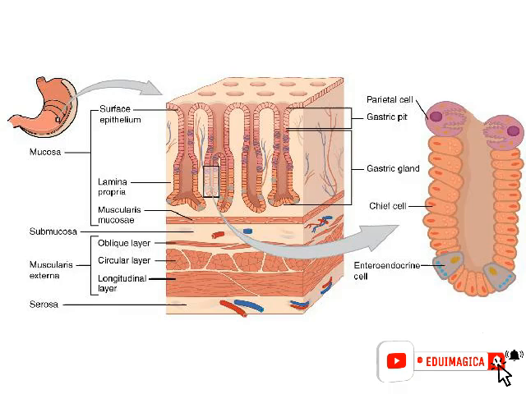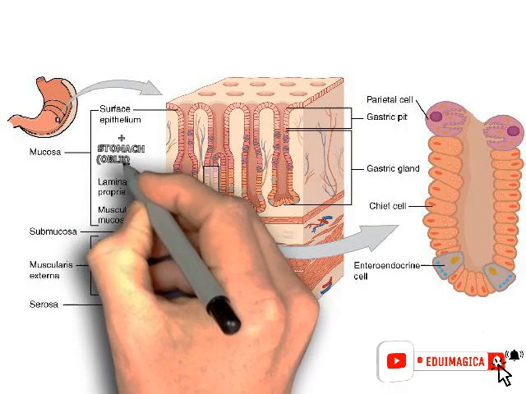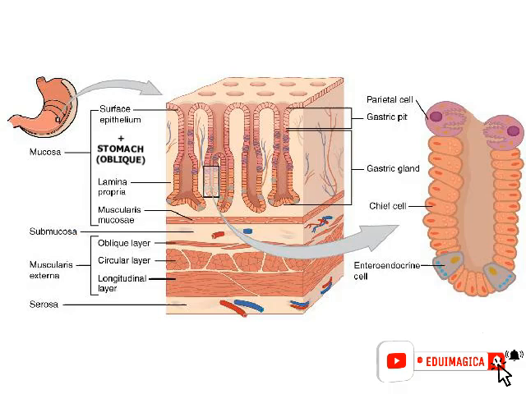Now this is also a different diagram to study the histology of the gastrointestinal tract. Here in the mucosa, you can see the gastric glands, and in the stomach, an additional layer is present, known as the oblique layer.